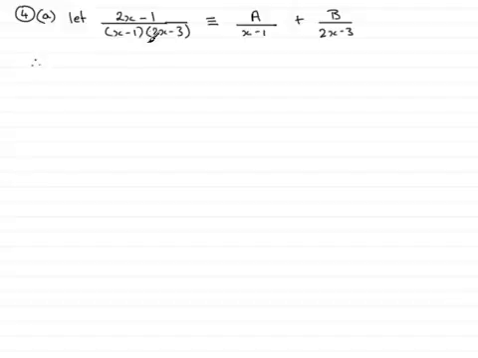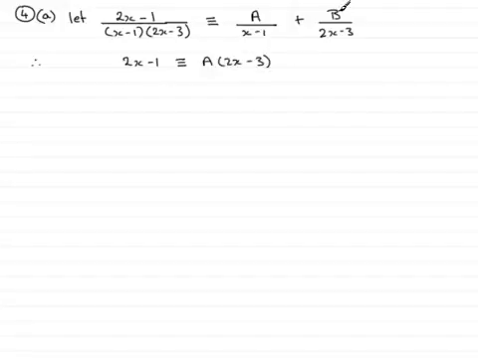Now, what I do is always multiply by whatever's in the denominator here to both sides. So in other words, multiplying this fraction by x minus 1 times 2x minus 3 would mean that it would get cancelled out completely and leave me with just the numerator 2x minus 1. This would be identical to, now I've got to take this term and multiply it again by x minus 1, 2x minus 3, and that would mean that the x minus 1 would cancel out with that x minus 1 and just leave me with a times 2x minus 3.